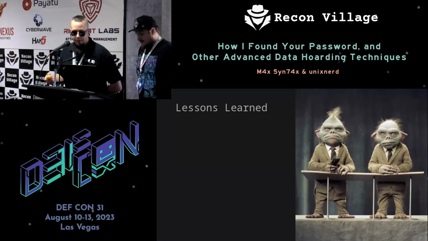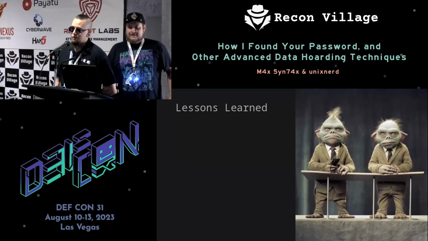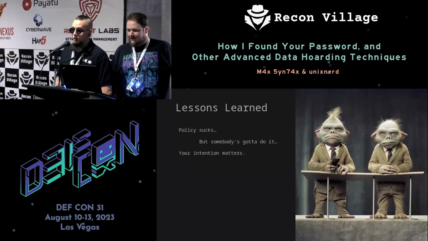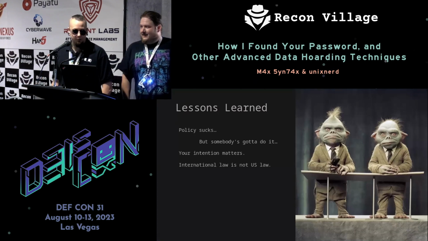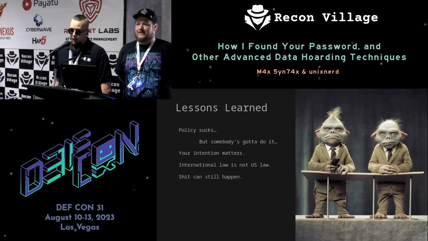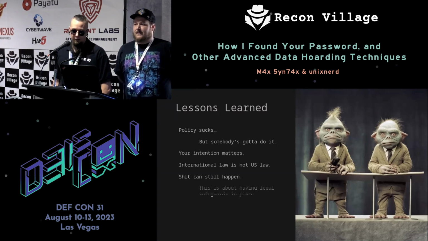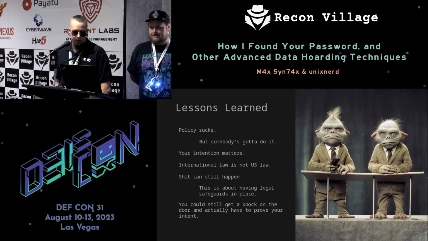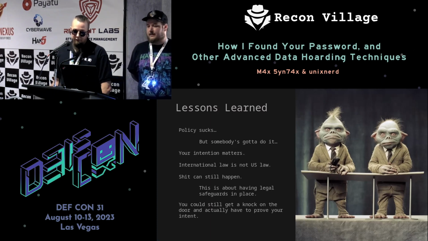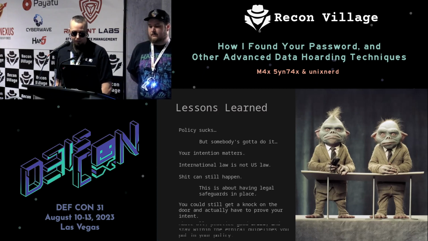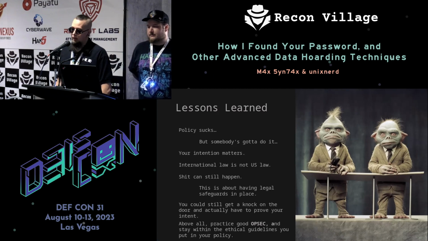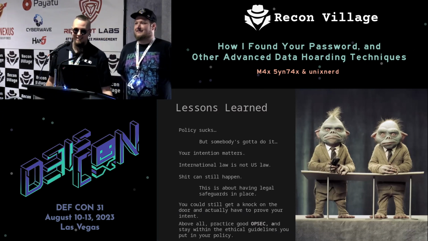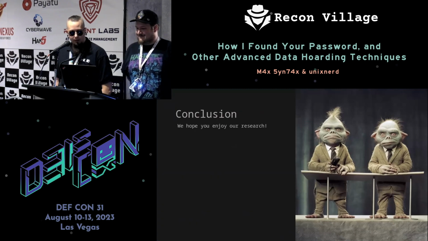So, lessons learned, right? Policy sucks, but somebody's got to do it. Your intention matters at the end, and international law is not U.S. law. What you can do here, you apparently cannot do elsewhere because of reasons. And things can still happen at the end of the day. It's about having legal safeguards in place for yourself, your company, and your cohorts as well. You can still get a knock at your door and eventually have to prove your intent. Above all, practice good OPSEC and stay within the ethical guidelines written into your policy. So in the event that you do get your door kicked in, you can say, hey, wait, I have this policy, and it should be okay. Talk to my legal team and my lawyer, not me.